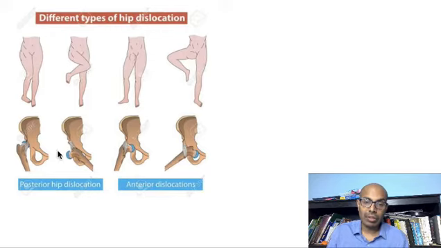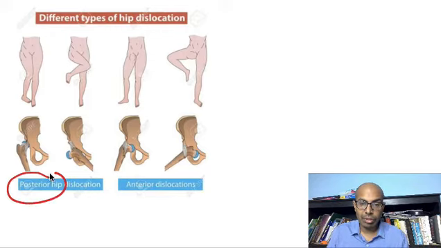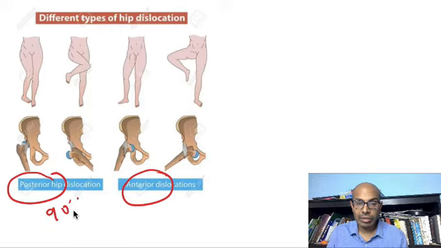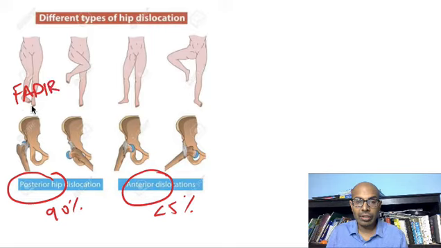So what are the two different common types of dislocation? We have a posterior dislocation of the hip, which is more common, and anterior dislocation of the hip, less common. 90% posterior, less than 5% is anterior dislocation. The position of the limb is in FADIR, that is flexion, adduction, internal rotation. In the anterior dislocation, it is FABER: flexion, abduction, and external rotation.